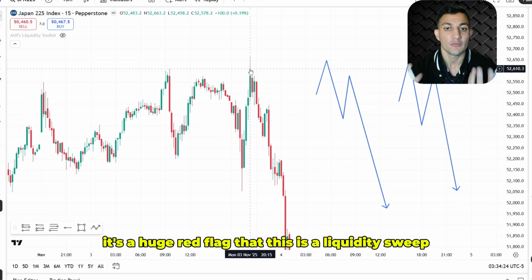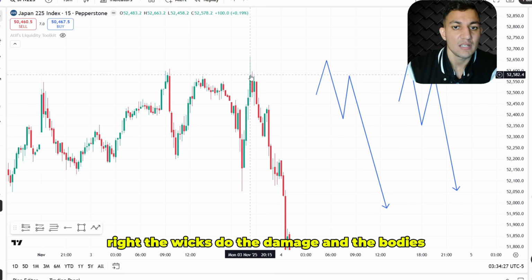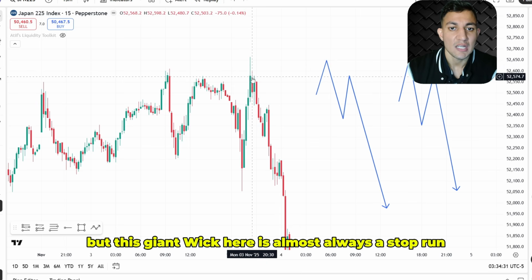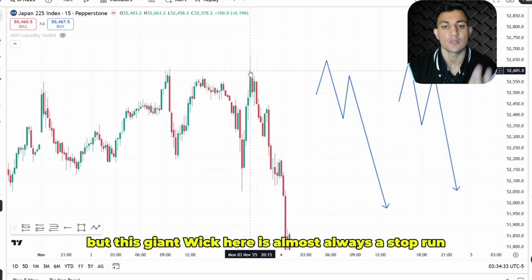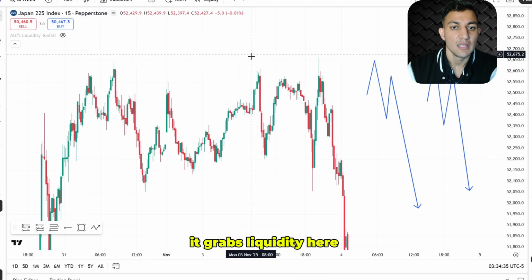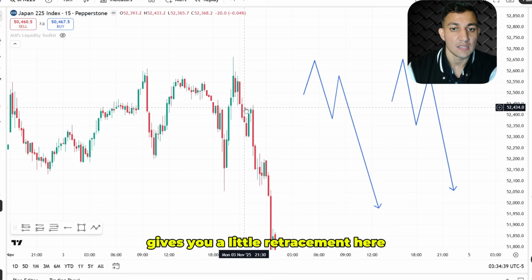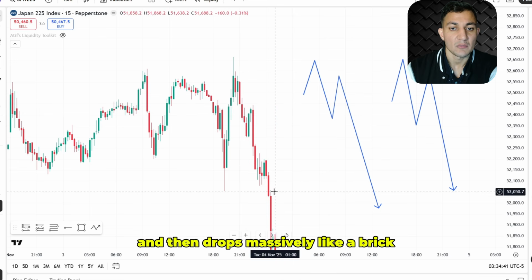It's a huge red flag that this is a liquidity sweep, right? The wicks do the damage and the bodies tell the story, right? You probably heard ICT say that, but this giant wick here is almost always a stop run, right? Price comes all the way up. It grabs liquidity here. Grabs liquidity here, starts to drop, gives you a little retracement here, which I'll talk about in a second, and then drops massively like a brick, right?